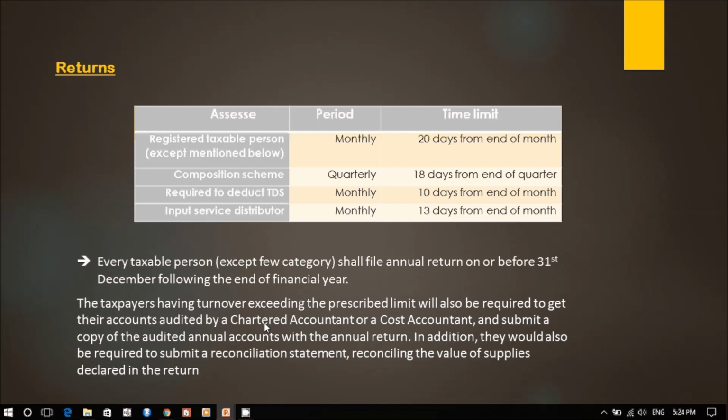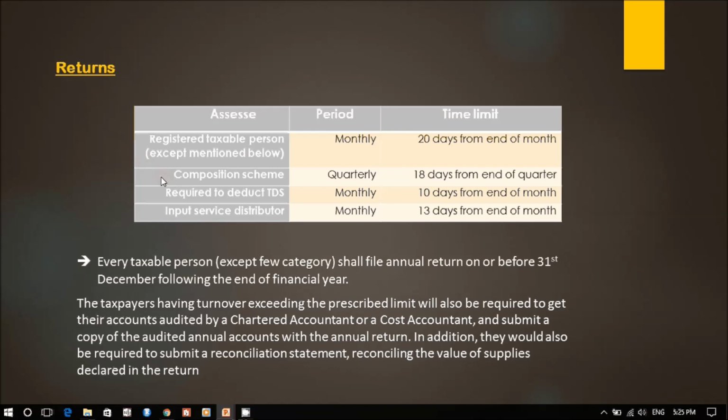Now, if we talk about the returns, the various returns that the assessee has to file. If we are talking about the periodical returns during the year, then normally the assessee has to file a monthly return, and the time limit is 20 days from the end of the month. All these limits are as per the GST model law. So a registered taxable person, except the three categories mentioned below, is required to file a periodical monthly return within 20 days from the end of the month.